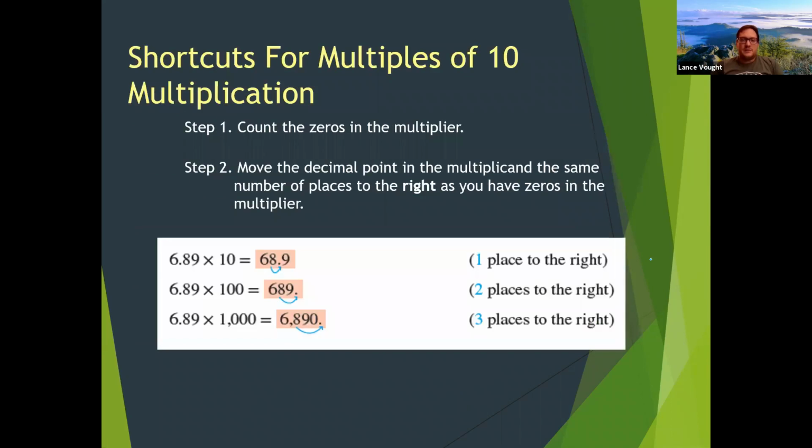As I mentioned before, the shortcut for multiplication is if it's by a multiple of 10, all you've got to do is move in one direction or the other. If you're multiplying by a whole number, you move the decimal point to the right. So by 10, you move it over once. By 100, you move it over twice. By 1,000, you move it over 3 times.